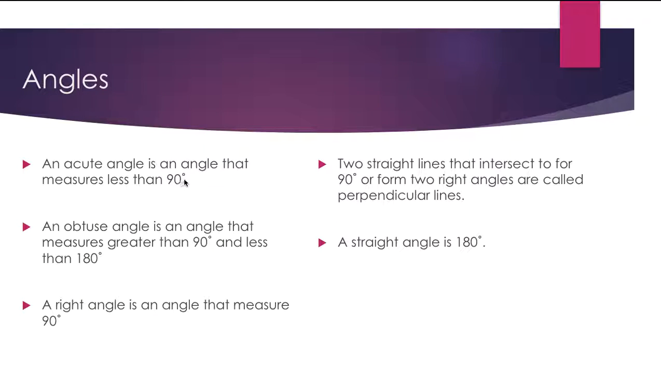All right, acute angle is less than 90. Obtuse is between 90 and 180. A right is 90 degrees. A straight angle is 180. And then two lines that intersect to form 90-degree angles are perpendicular lines.